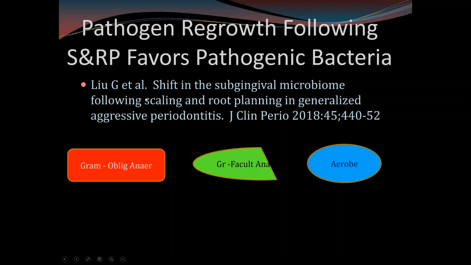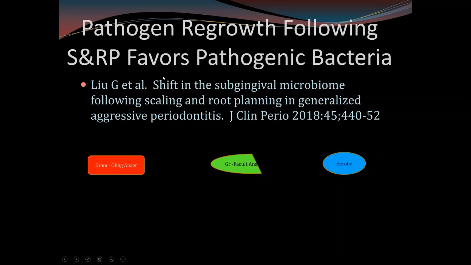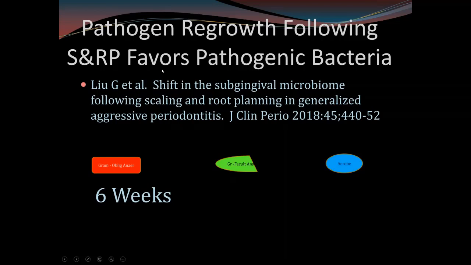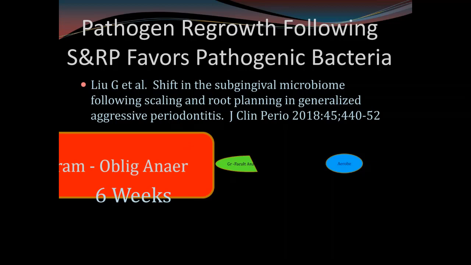Lou's work showed that if you have a microbiome and you scale or root plane it, you're going to decrease these three groups of bacteria: gram-negative obligate anaerobes, gram-negative facultative anaerobes, and aerobic bacteria. With scaling and root planing, you will decrease those, but they immediately begin to regrow, and they regrow in a different fashion than they disappear. Within 6 weeks, your gram-negative obligate anaerobes grow the fastest, followed by your gram-negative facultative anaerobes, and your aerobic bacteria actually decrease in population. So those bacteria that cause the most damage are the bacteria that regenerate within 6 weeks after scaling and or root planing.